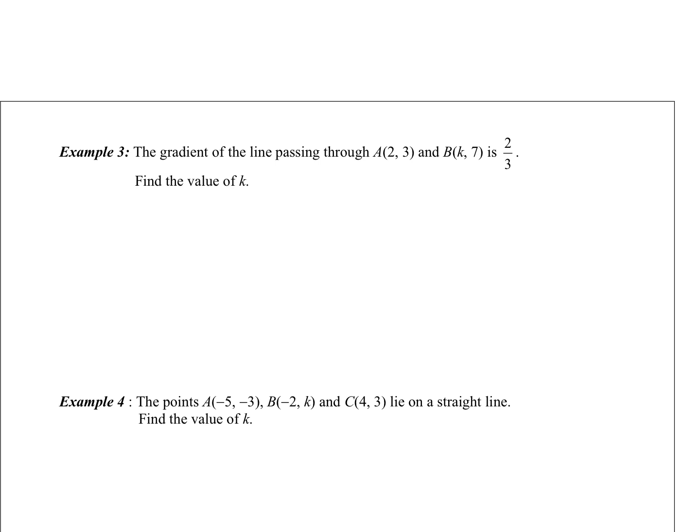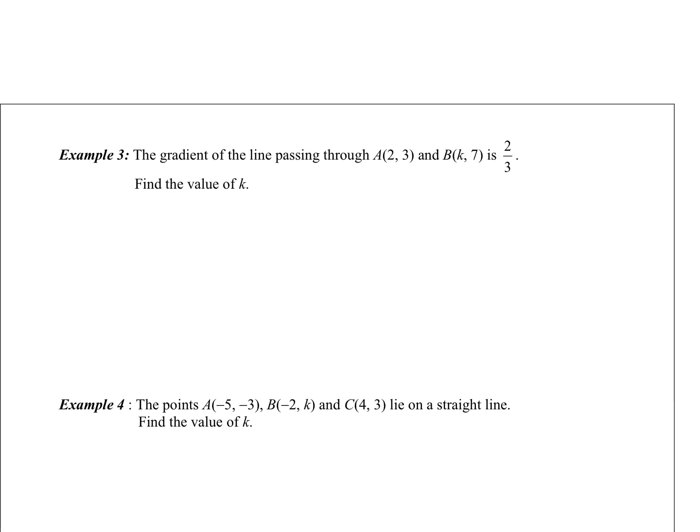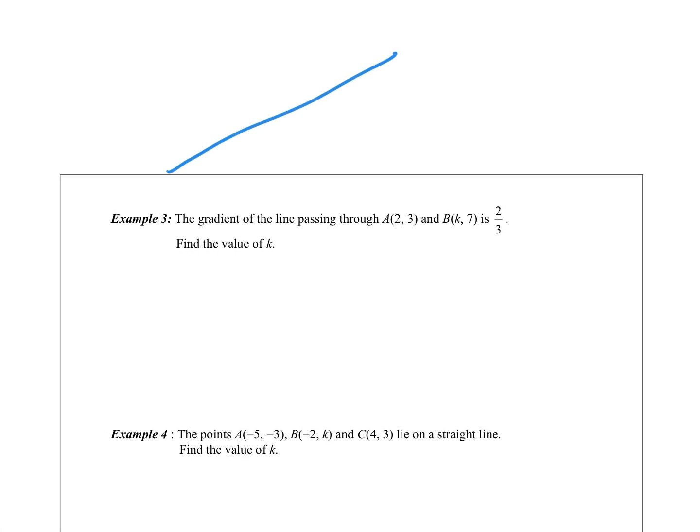Okay, let's continue. Find the gradient of the line passing through these 2 points. So let's say A is here, anyhow, 2, 3. B is here, K, 7. Why do I know it's going upward? Because they tell me gradient is 2/3. So I know it's upward.